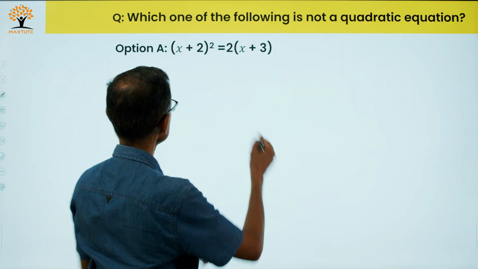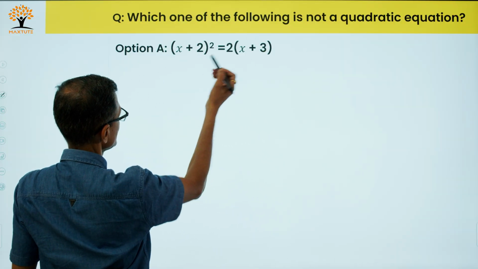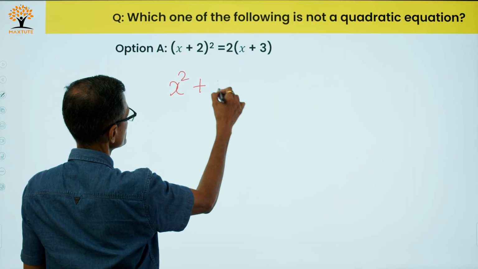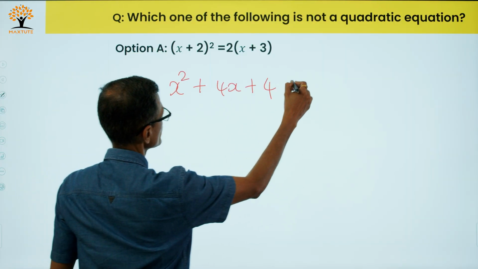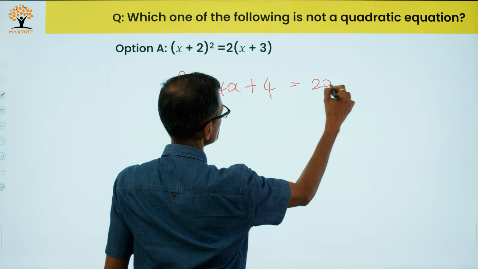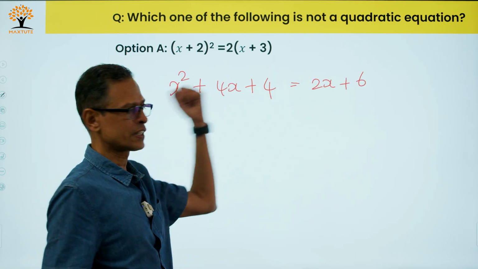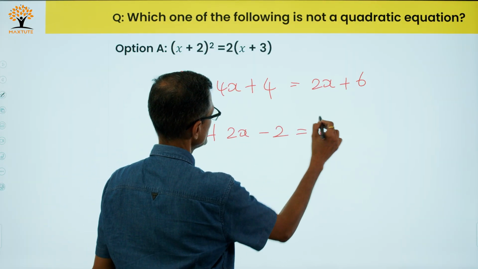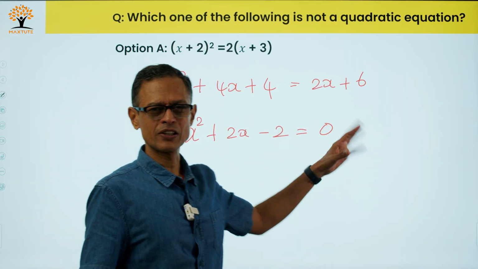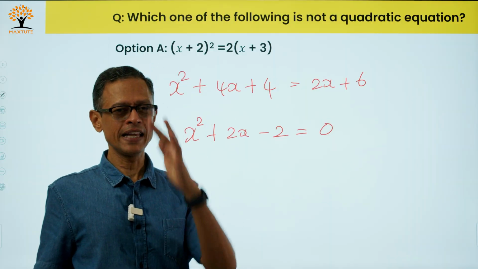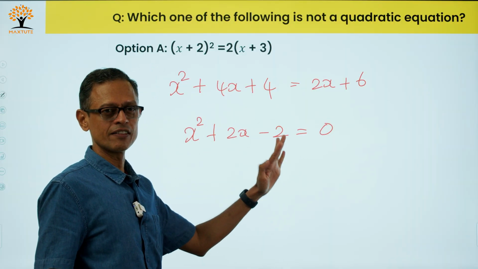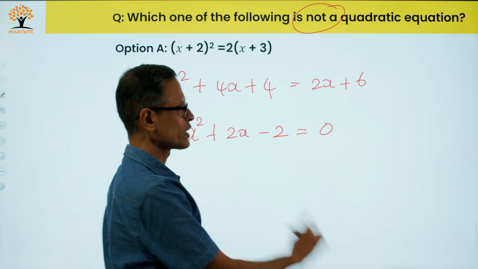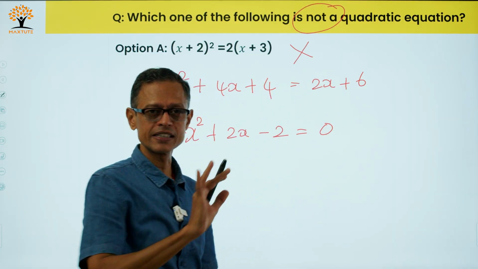Answer option A, let's expand the left hand side and equate it to whatever is given on the right hand side. (x plus 2) the whole square, so it's x square plus 2ab, which is 4x, plus b square, which is 4, equals, expand the right hand side, 2x plus 6 is what we have. Get all terms to one side, so x square plus 2x minus 2 is equal to 0 is what we have. Don't worry about whether you got the coefficients right or incorrect. It is of the form ax square plus bx plus c. So it's a quadratic equation. We have to find out which of the following is not a quadratic equation. This is a quadratic equation. So answer option A is not the answer.